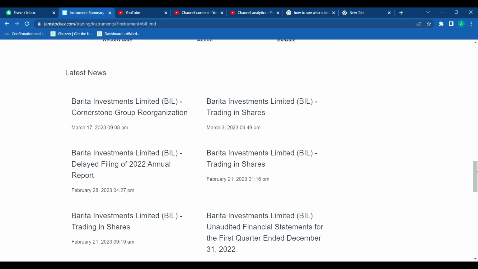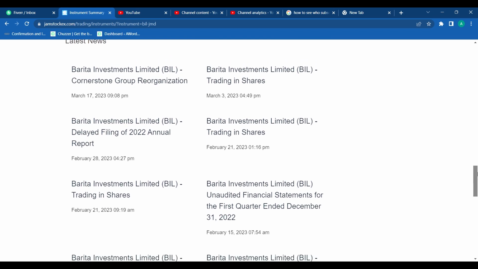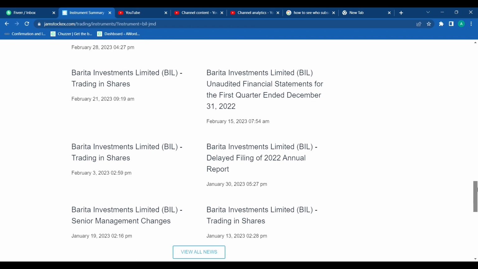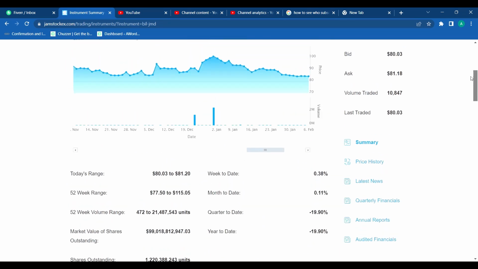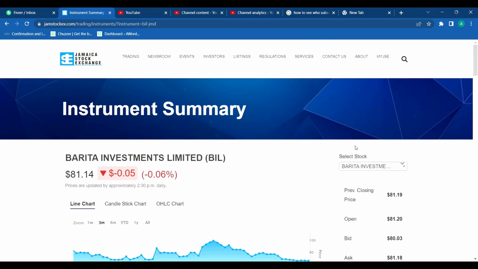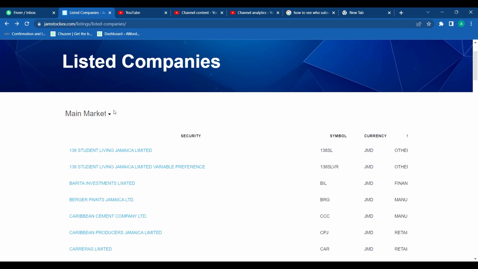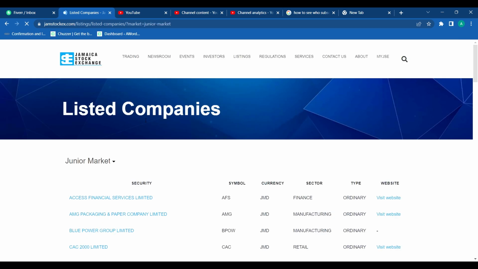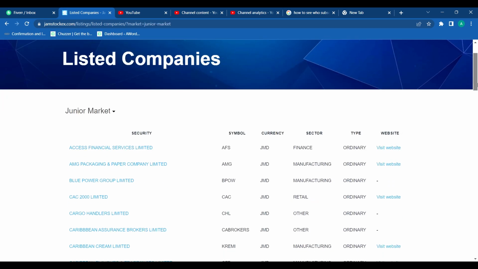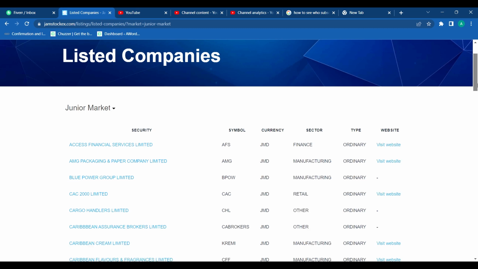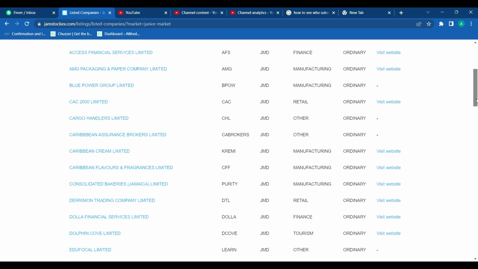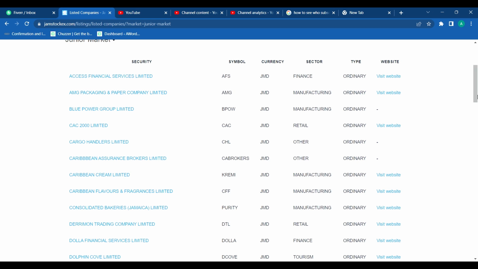Now let us switch markets, and let us go back, and we're gonna switch from the main market to the junior market, and we're gonna click view. Upon clicking view, you will see that there is a different list of companies displayed. The same thing applies to the junior market in terms of reading the stock. Let us click on the first one, Access Financial Services Limited.